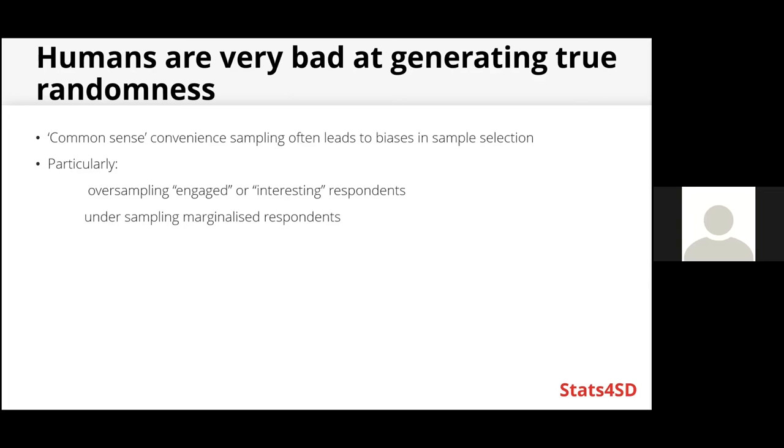We can also quite easily end up undersampling marginalized respondents. Language is a common issue, where we may either intentionally or unintentionally not want to speak to people who don't share our first language, because it may be more difficult going through that survey process with somebody when one of us is not speaking our first language, or maybe neither of us is speaking our first language.